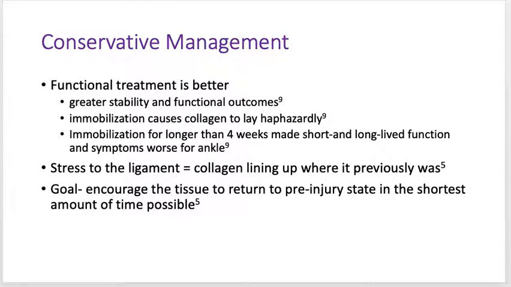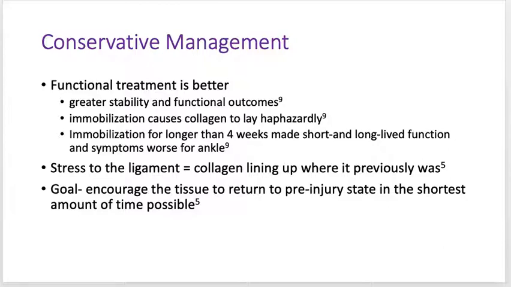This would include functional treatment. So functional treatment has been shown to have greater stability and functional outcomes. And I would not immobilize the patient because it causes the collagen of the fibers to lay kind of like a spider web. So they just lay in whichever way that they want. So I would focus on stressing the ligament, so the collagen fibers line up how they were before the injury.